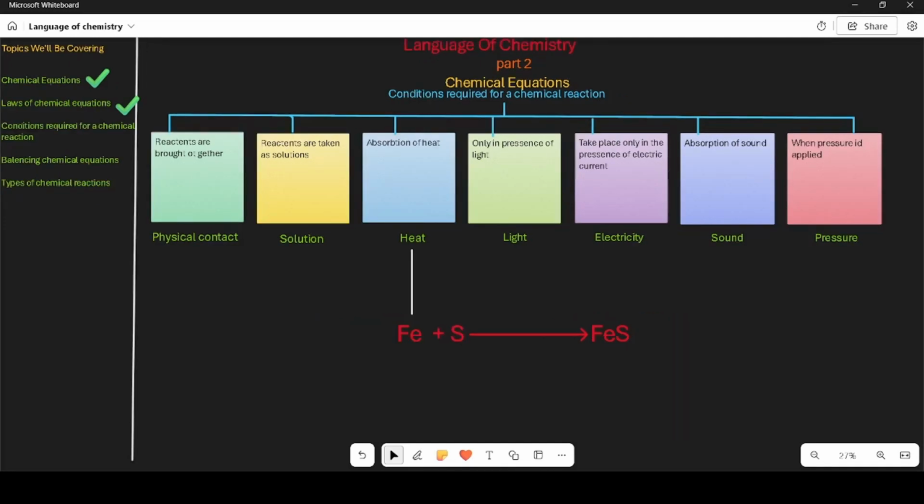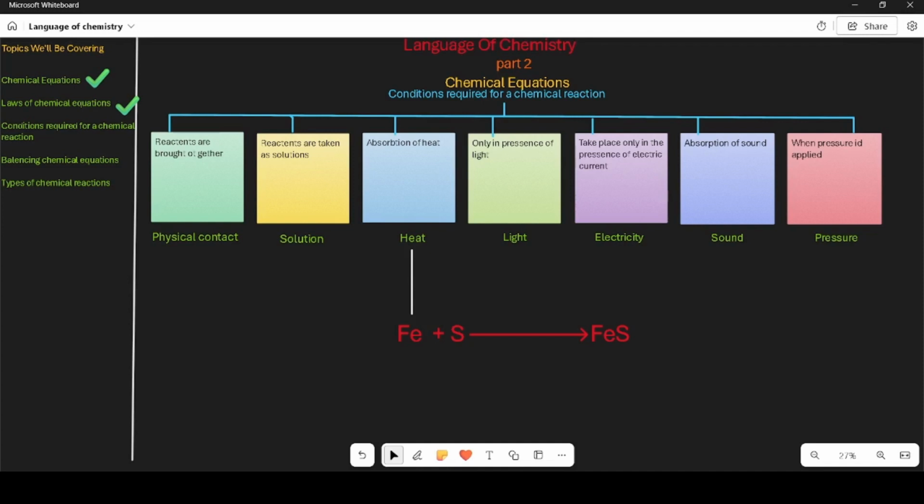Heat is also a condition required for a chemical reaction. A large number of chemical reactions take place by the absorption of heat. These reactions are called thermochemical reactions. For example, iron plus sulfur results in iron sulfide.